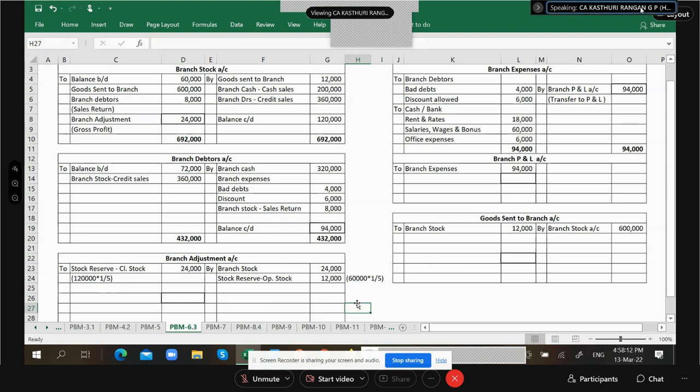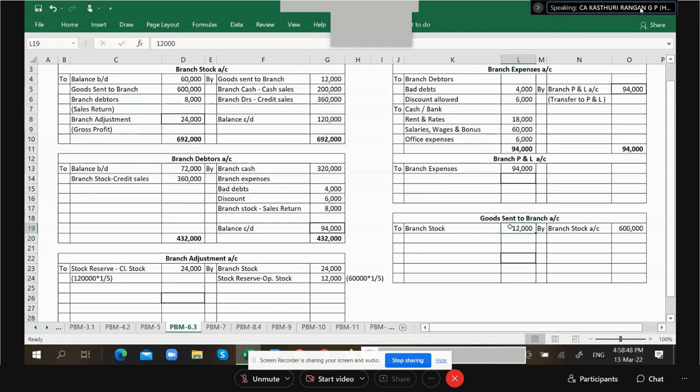What is loading on GSB? See, the goods sent to branches 6 lakh, returned is 12,000. So the net GSB is 5,88,000. On that, you apply loading. No need to make loading entry for goods sent and returned separately. In some books, they do it, but that's not required. The purpose of preparing GSB account is to calculate loading easily. Otherwise you'll make separate entries, loading on goods sent to branch, loading on returns, all that.